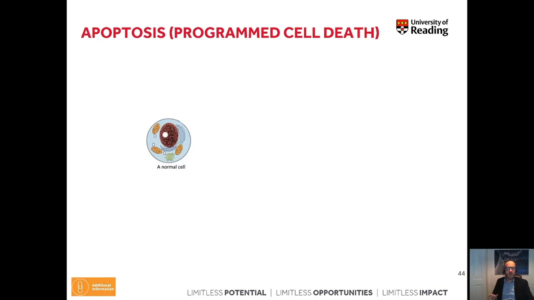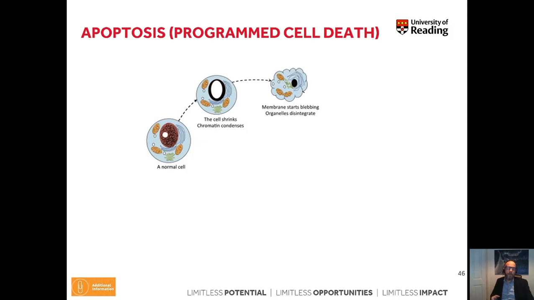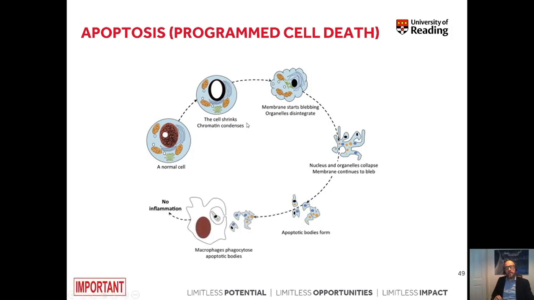So, how does apoptosis or programmed cell death work? First, the cell shrinks and the chromatin condenses. Later on, the membrane starts blebbing and the organelles disintegrate. Afterwards, the nucleus and organelles collapse and the membrane continues to bleb. Then apoptotic bodies form, and they look sort of like the vesicles you saw in the video I showed you a few seconds before. This is quite important because those vesicles or apoptotic bodies can be digested by macrophages in the human body. Therefore, no inflammation takes place because all the cellular compartments are tightly contained.